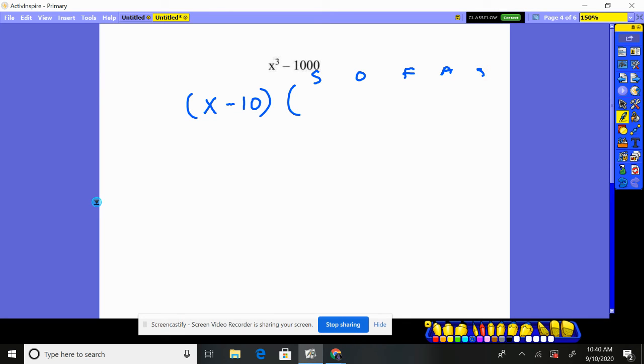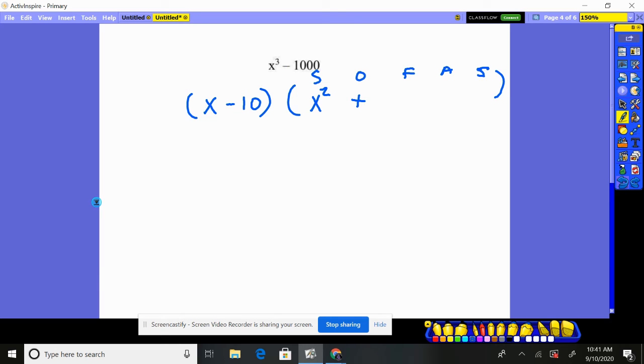S-O-F-A-S. Sofas. The first S stands for square your first piece. So we're going to take this first piece, this x, and we're going to square it. What is x times x? That's x squared. O stands for the opposite sign. We were subtracting here in the problem, so it's going to be an addition. It's always the opposite. If that right there is a minus, you're going to put a plus there. If it's a plus, you're going to put a minus. Again, O simply stands for opposite.